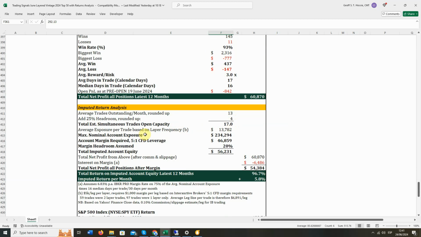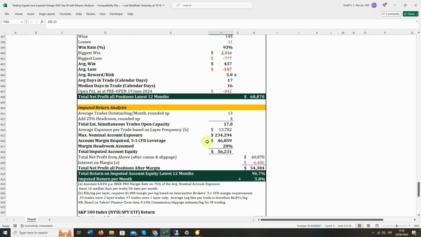The average exposure per trade is based on layer frequency, so they didn't all go into 2 layers. In fact, if we look at this, 59 trades were 2-layer trades, 97 trades were 1 layer only, so they were only 5,000 a leg. These 59 were 10,000 a leg. The average leg size per trade, therefore, is only about 7,000, which means you needed almost 14,000 average exposure per trade, which means your maximum nominal account exposure, if you take this number times the 17 open pair trade capacity, means you would need to have a nominal capacity to trade this of about $234,000.